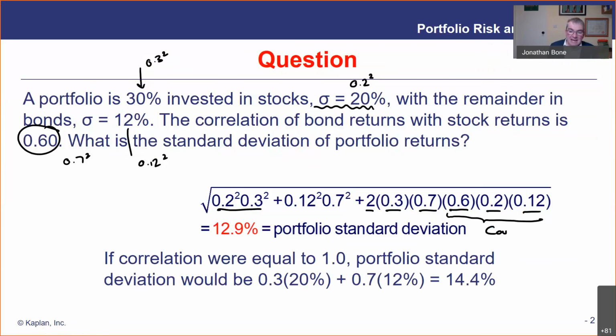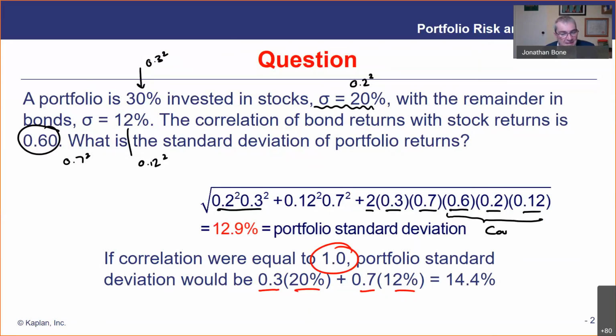Now, here's a little shortcut, but it only works when the correlation between 2 assets is perfectly positive. If the correlation of the 2 assets is perfectly positive, I can just take the weighting of the first asset times its standard deviation and add that to the weighting of the second asset times its standard deviation. It only works when the 2 assets are perfectly positively correlated, and it works because there are no diversification benefits of combining assets that are perfectly positively correlated.